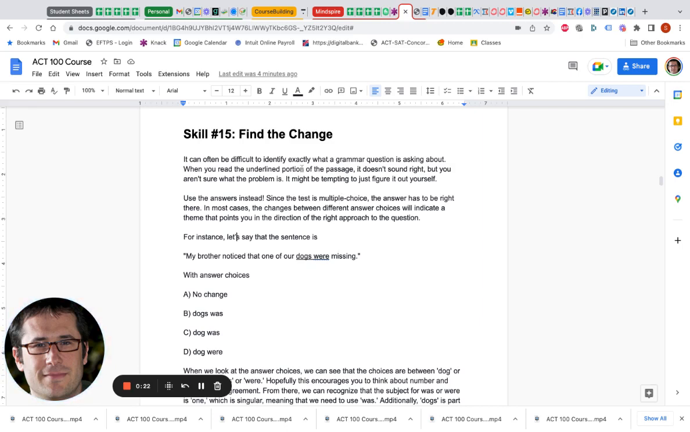Okay. So because sometimes if you just look at the underlined part, it can be difficult to tell what are they going for, right? So in that case you want to use the answers. The answer has to be right there, the right answer. And in most cases the changes between different answer choices will indicate a theme that points you in the direction of the right approach to the question.